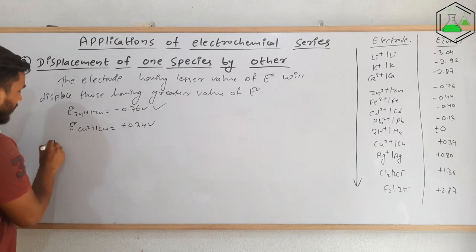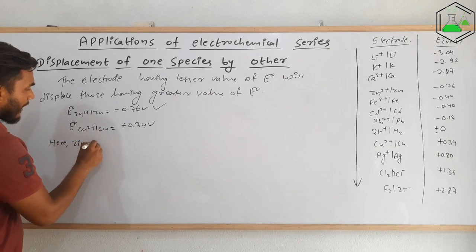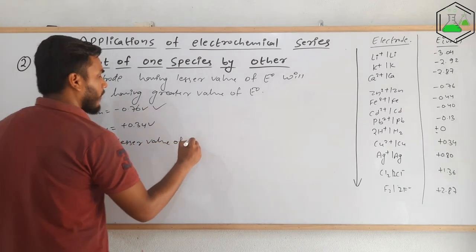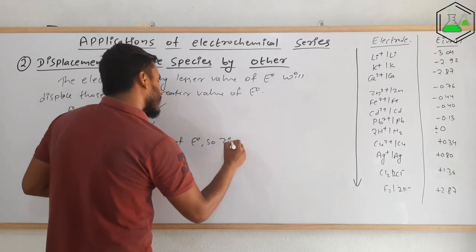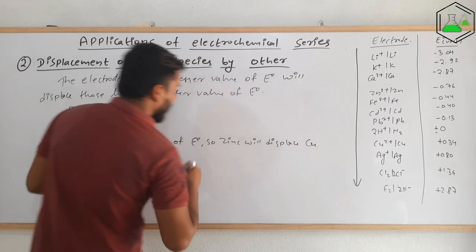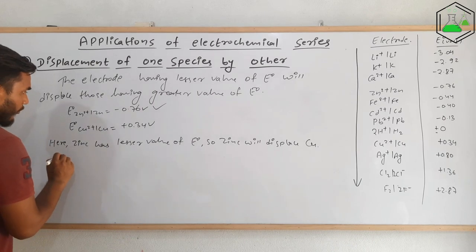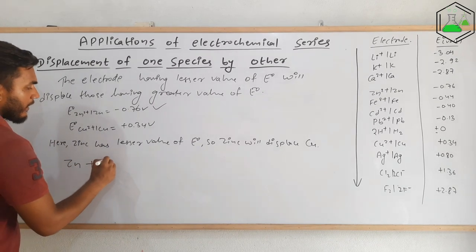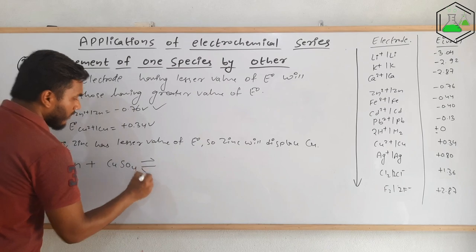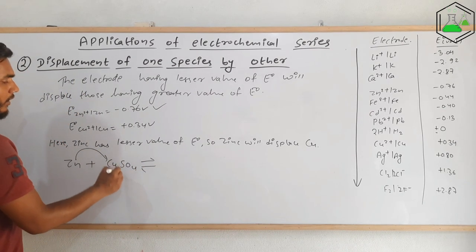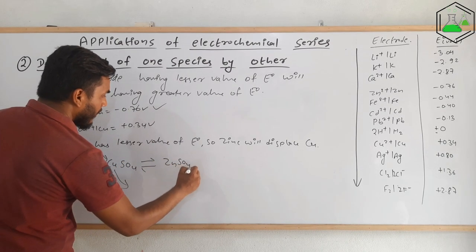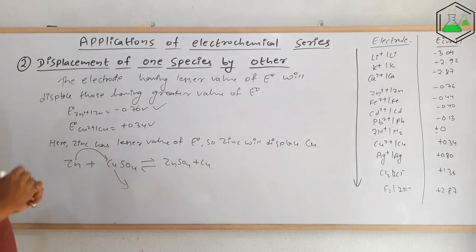Okay, so here zinc has lesser value of E naught, so zinc will displace copper. So the reaction will proceed like this. If zinc is reacted with copper sulfate solution, CuSO4, then zinc will just take the position of copper and copper will leave this site. Okay, so it will be ZnSO4 plus Cu. So this type of reaction will happen over here.